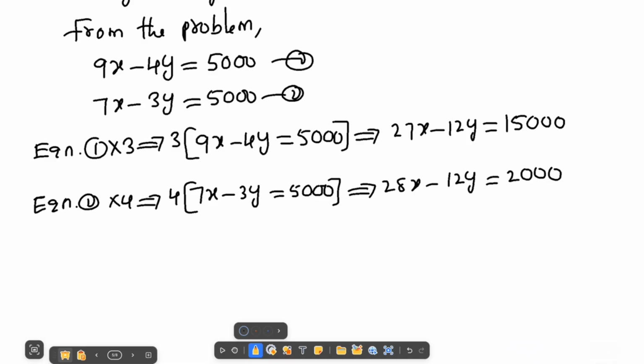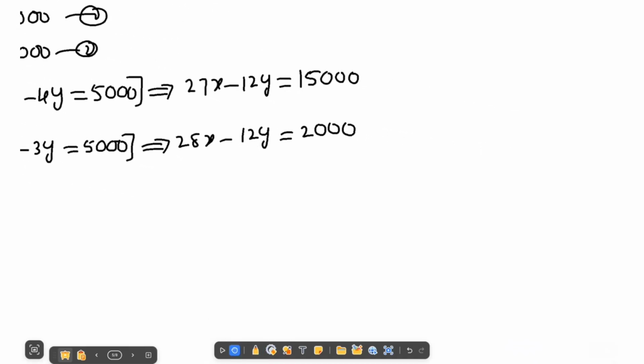So let's do subtraction to find x value. So the plus term will become minus term here. This plus 28x will become minus 28x. This minus 12y becomes plus 12y, and this will become minus. Now here minus 12y plus 12y both get cancelled.